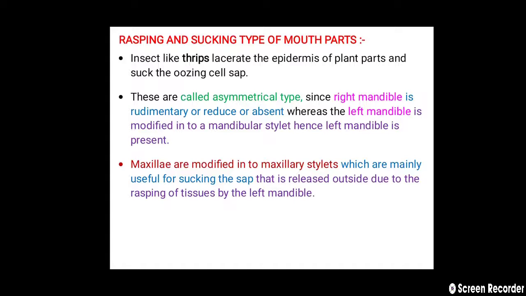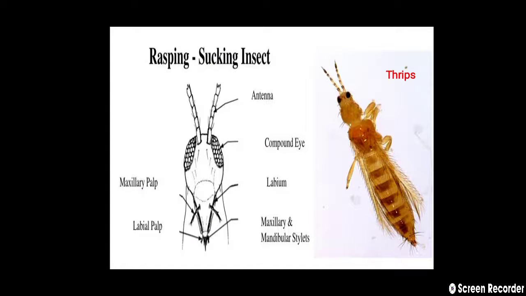So mainly in thrips, the rasping and sucking type of mouth parts are present. This is the diagrammatic representation of rasping and sucking type of mouth parts.